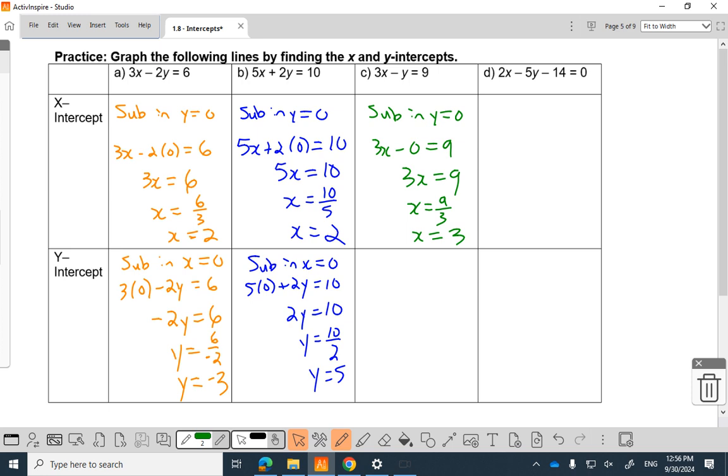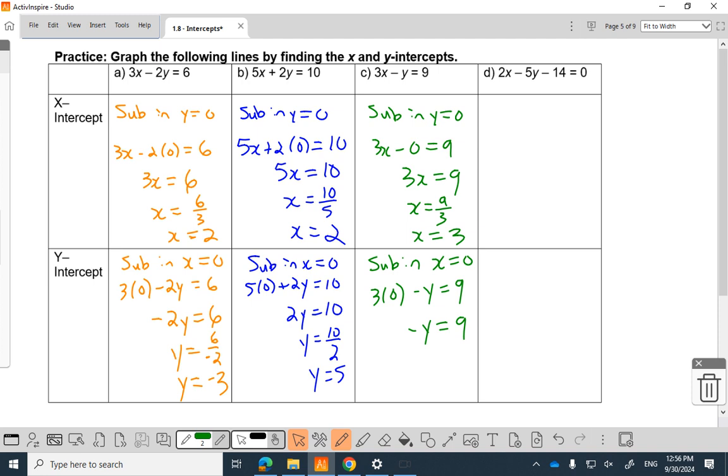To get the y-intercept, sub in x equals 0. And y is substituting in 0. So easy, because 3 times 0 is 0, that's gone. All I got is this. Now this is difficult though. It's got a negative in front of the y.